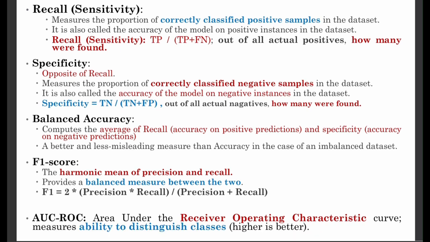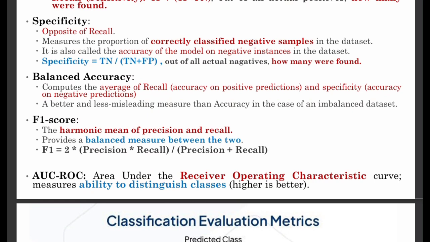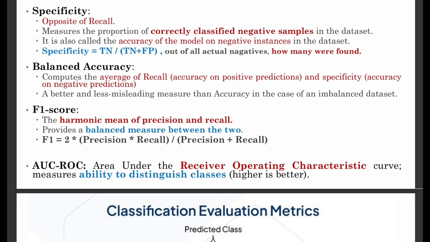Coming to F1 score. The formula for F1 score is 2 times precision times recall divided by precision plus recall. The harmonic mean of precision and recall is called the F1 score. F1 provides a balanced measure between the two, useful when you care equally about avoiding false positives and false negatives. A high F1 score requires both precision and recall to be high. AUC and ROC is the area under the receiver operating characteristic curve. It measures the ability to distinguish classes. Higher is better.